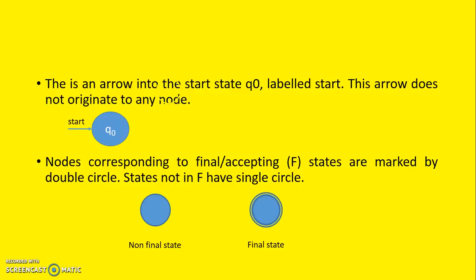There is an arrow into the start state Q0 labeled start. This arrow does not originate from any node. Nodes corresponding to final or accepting states are marked by a double circle. States not in F have a single circle.